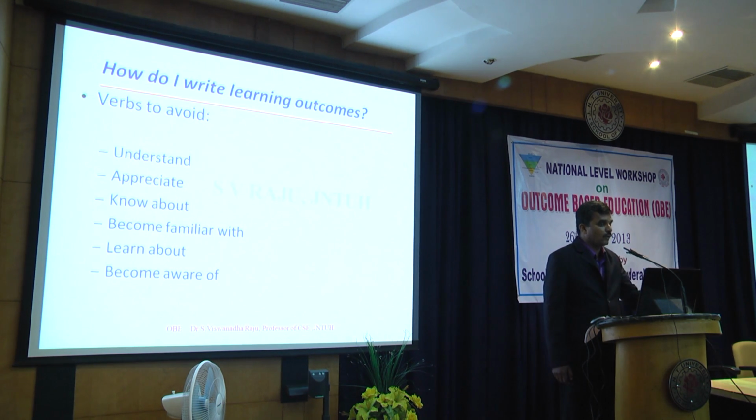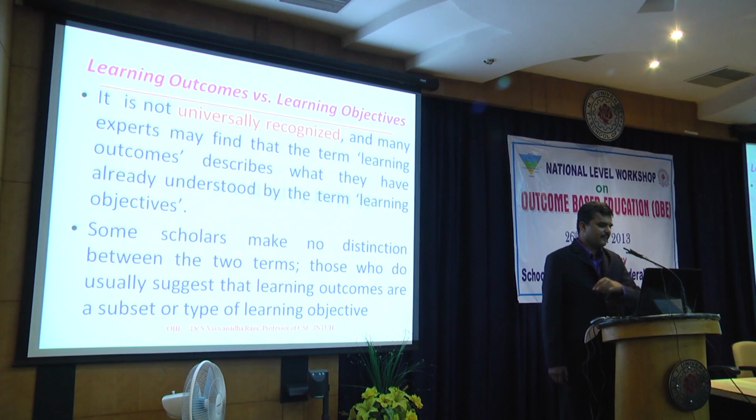Macro to micro. When we are moving in the macro, then again if you are taking the macro, then what is the use of program outcomes? So that you should try to make it in a micro way. Become familiar with, learn about, become aware of: these words should be avoided as far as possible when writing course outcomes, please. You see the differences between learning outcomes and learning objectives.